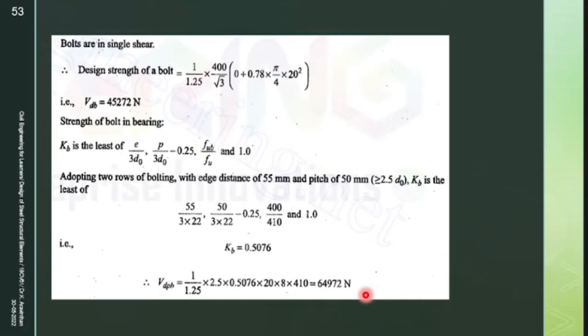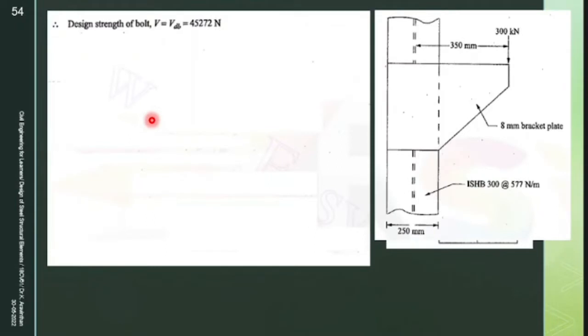So what is the least of the force here? When comparing shear and bearing, this is your least strength. You have to take this and proceed with the design. Now you have found out the strength of the bolt. The next thing is finding the moment. How to find the moment?